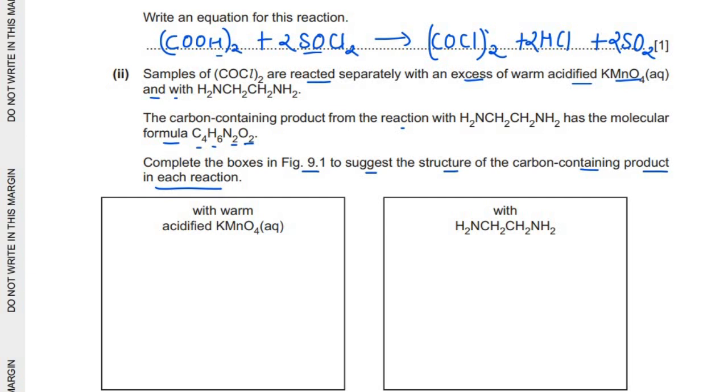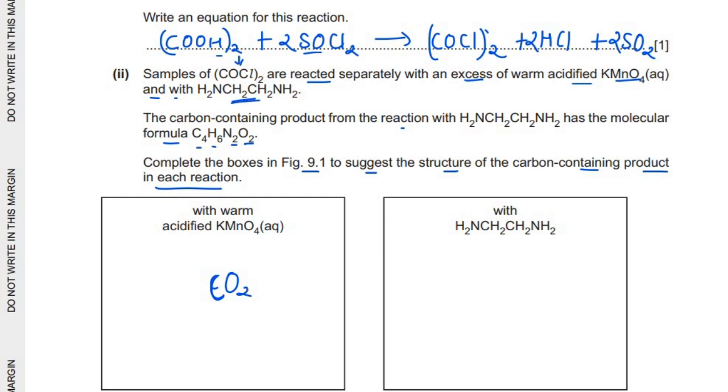It is first reacted with excess acidified warm KMnO4. Warm is like you are heating it gently, potassium manganate. Now potassium manganate is an oxidizing agent, and that's going to oxidize the ethanedioyl chloride to carbon dioxide, which is the carbon containing product. So the carbon containing product is only carbon dioxide, so that's what we are writing here.